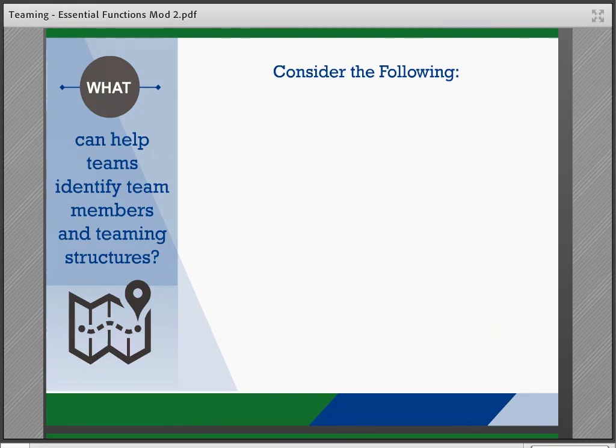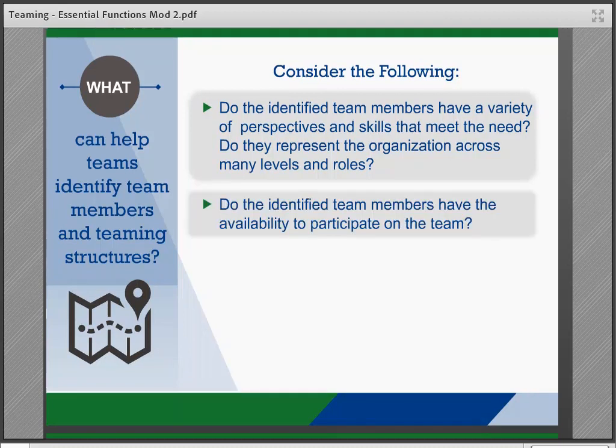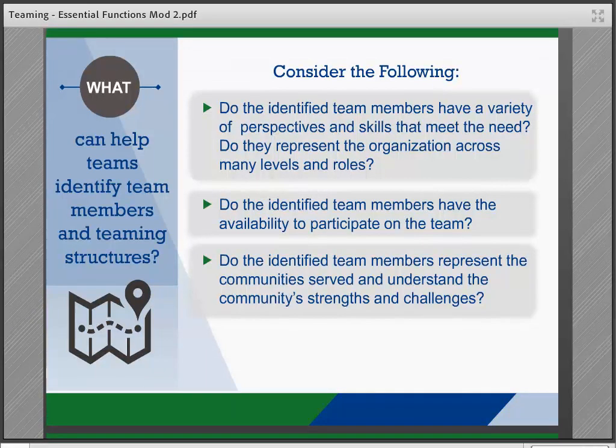When organizations are identifying team members to participate in change and implementation teams, the following considerations can help. Thinking broadly about the roles of team members. Do the team members include a variety of perspectives and skills that meet the needs of the work? Do they represent the organization across all levels and roles? Do the identified team members have the availability and capacity to take on the tasks of serving on the team? Do the identified team members include individuals and leaders from the communities served by the agency that understand community strengths and challenges?